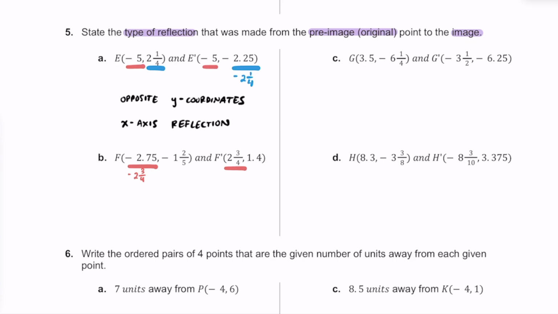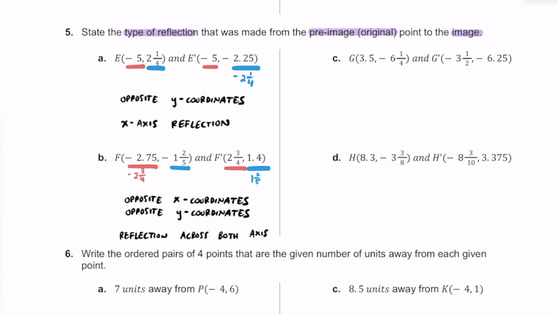So if we have opposite x coordinates, that's going to tell us that we have a type of reflection across the y axis, right? But it could have another set of reflections. So let's see here. Here we have this -1 and 2/5, and we have this 1.4. This 1.4 is also 1 and 2/5, right? So again, it's up to you to turn these into decimals or fractions to compare. But notice that we have opposite x coordinates here, but we also have opposite y coordinates here. So in order for point F to become point F prime, or its image, point F must have been reflected across both axes.